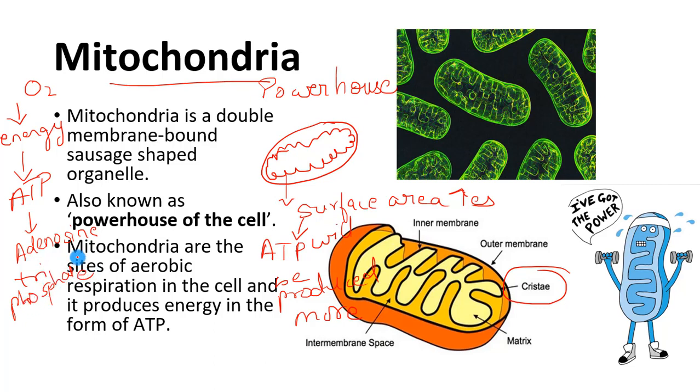Okay, so why it is said to be the powerhouse of the cell? Because it generates energy for the cell. And why the inner membrane is highly folded? So that it increases the surface area and more ATP is produced. And from where is this ATP produced? From the oxygen obtained during aerobic respiration. So the oxygen which is obtained from aerobic respiration is broken down and then energy is produced in the form of ATP.